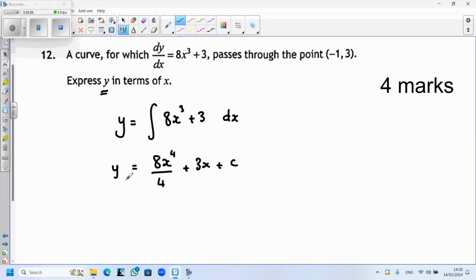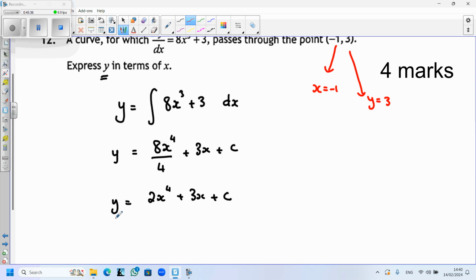Now I want to tidy this up a wee bit. So y is equal to 8 divided by 4, which is 2. So that's y = 2x to the power of 4 plus 3x plus c. I need to find out what c is, but they will always give you information from a point. So that means that x is equal to -1 when y is equal to 3. So I'll sub those two values in and I can work out what c is, and that's it completed.